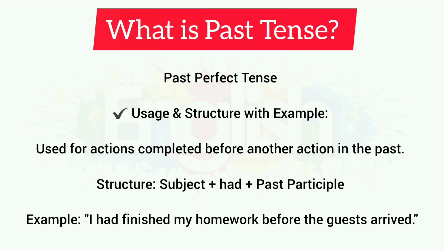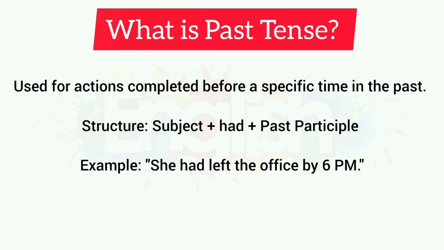Past perfect tense. Usage and structure with example: used for actions completed before another action in the past. Structure: subject plus had plus past participle. Example: I had finished my homework before the guests arrived. Used for actions completed before a specific time in the past. Structure: subject plus had plus past participle. Example: she had left the office by 6 p.m.